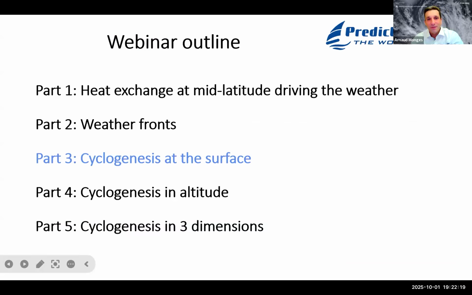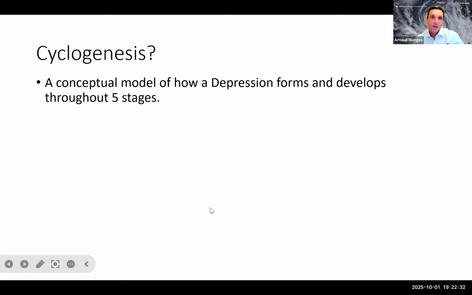So now that we have understood what is a weather front, we can apply this knowledge to understand cyclogenesis, how it works at the surface. So cyclogenesis is just a big word that defines a conceptual model of how a depression forms and develops throughout 5 stages.